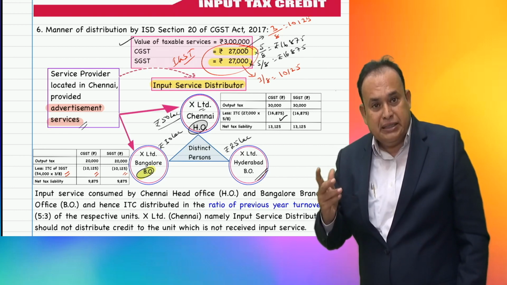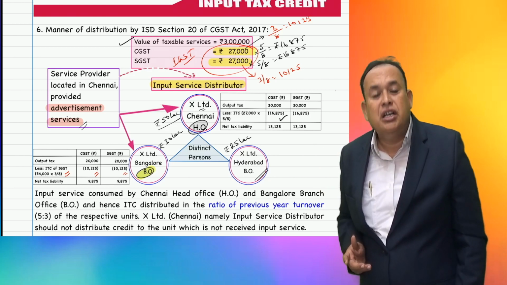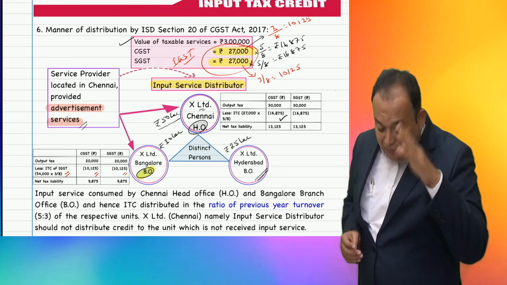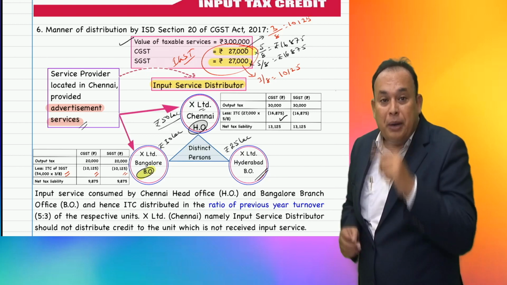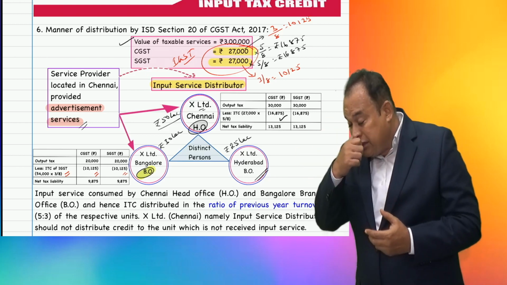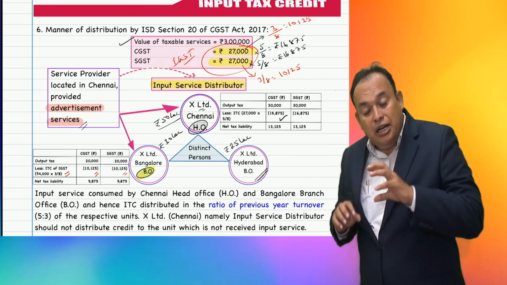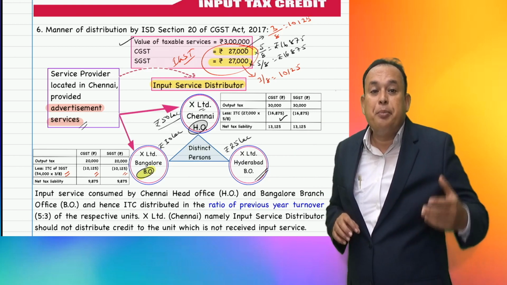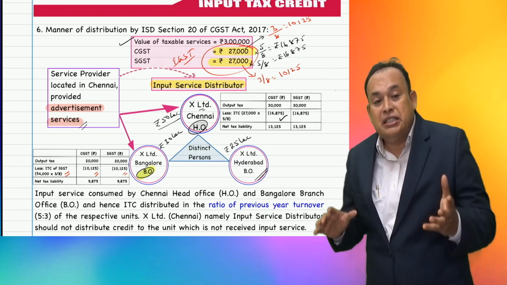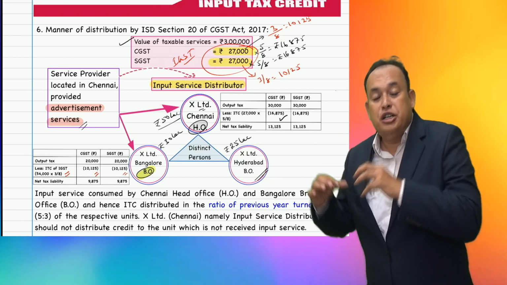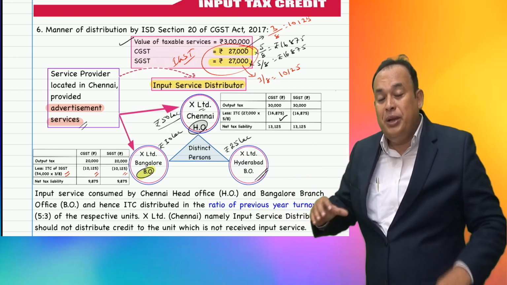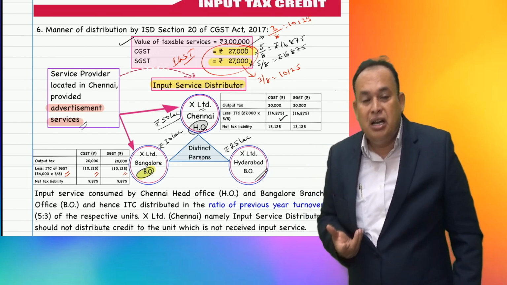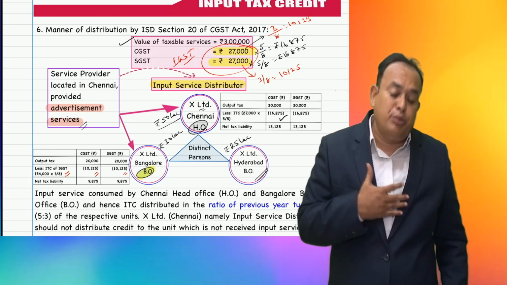These parameters have been fixed for the input service distributor, and the input service distributor should periodically file the return. A monthly return should be filed, informing the department what my inward supply of input services is, on which input services I have credit, and how much credit I distribute to the respective units of mine as separate registrations. Like that, every month the input service distributor is required to submit a return to the department.